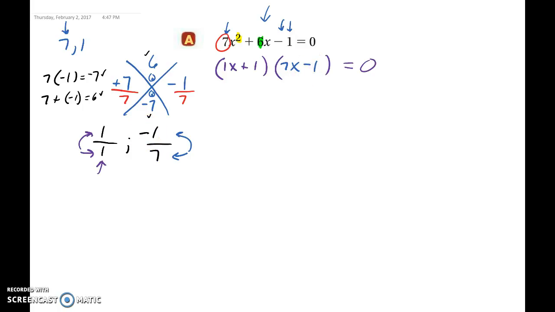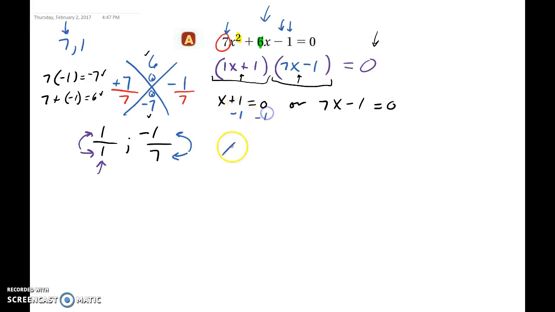And now from here, if we want to solve this, in order for 2 numbers, because that's what these represent, that multiply to each other and are equal to 0, that means one of these has to be 0. So then we say x plus 1 is equal to 0, or 7x minus 1 is equal to 0. And then we solve for x in both cases.